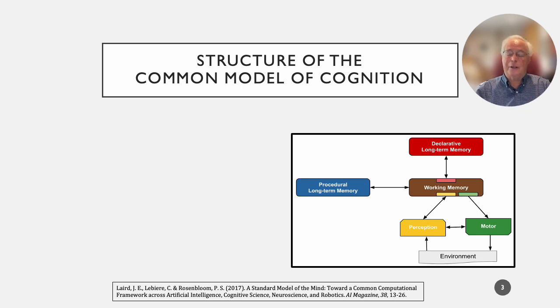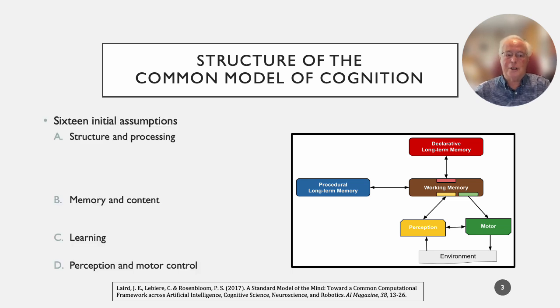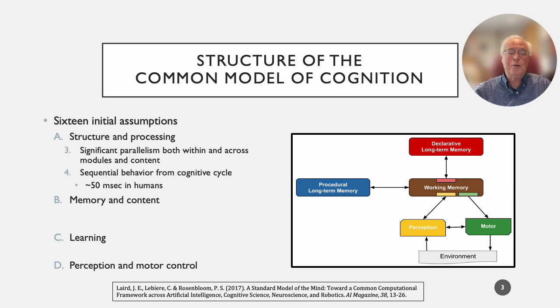In addition to this structure, the initial model also includes 16 assumptions about how this all worked, divided up according to whether they concern structure and processing, memory and content, learning, or perception and motor control. So, for example, it's assumed that significant parallelism exists both within and across modules and content. Yet there is sequential behavior that arises from a cognitive cycle that runs at approximately 50 milliseconds in humans.